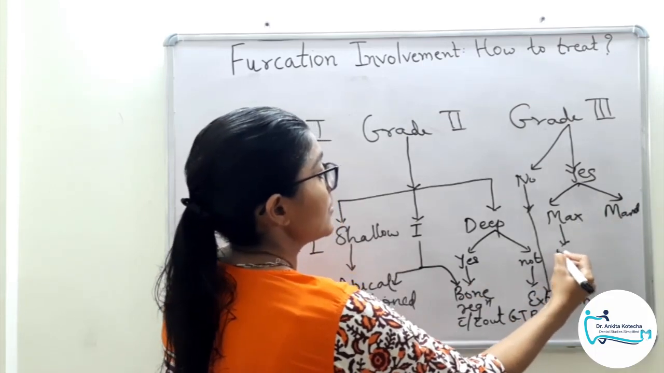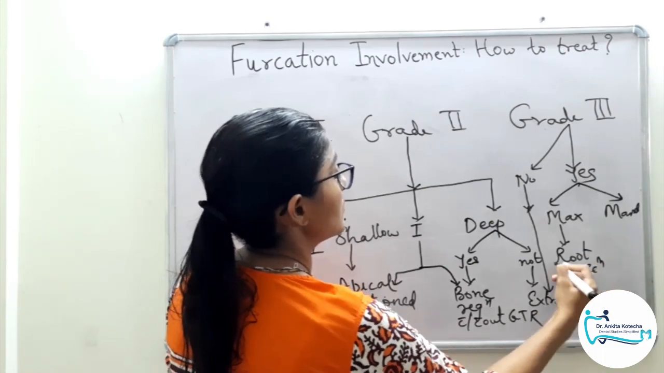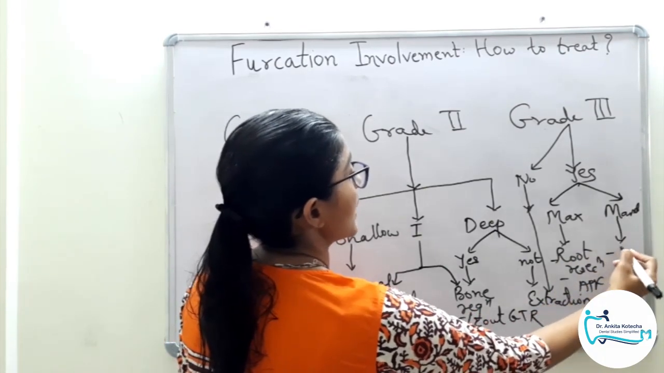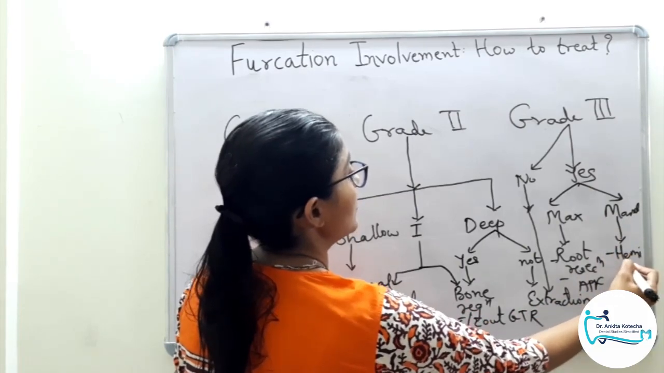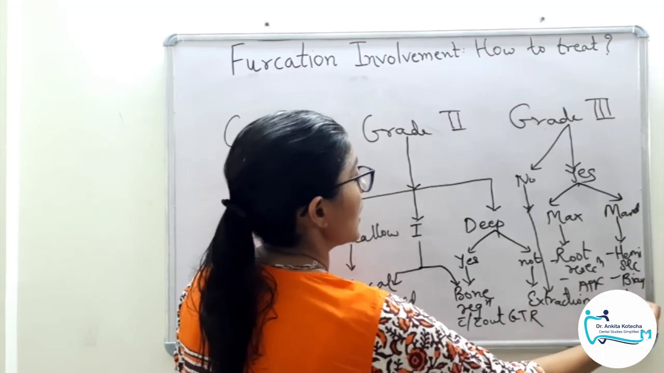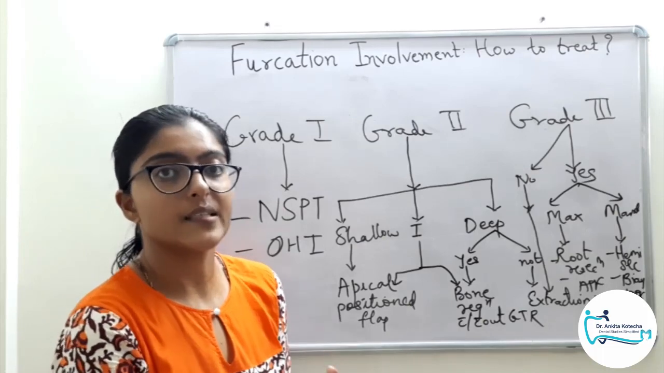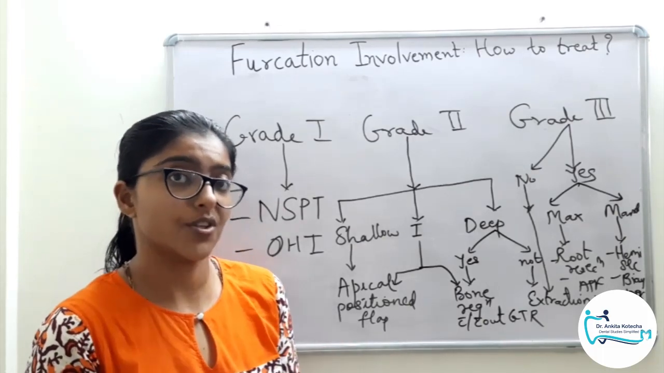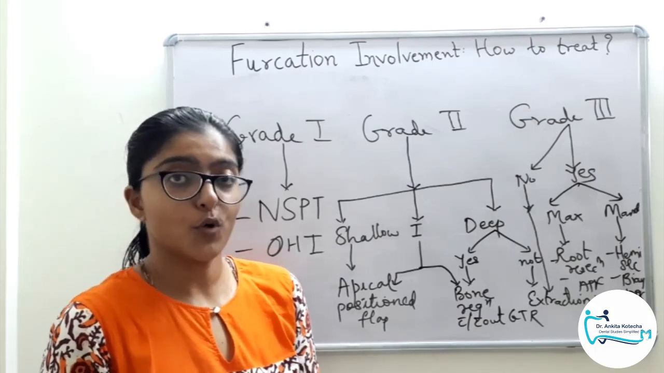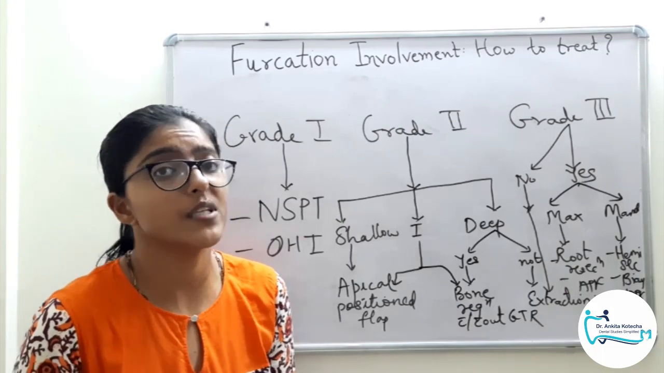For maxillary teeth, we have the options of root resection or apical positioning of the flap, and for mandibular, we have the options of hemisection, bicuspidization or apical positioning of flap. Now, why apical positioning of the flap? Yes, to convert the grade 3 furcation involvement into a grade 4, which is accessible to the patient for routine oral hygiene maintenance. Remember the difference between grade 3 involvement and grade 4?